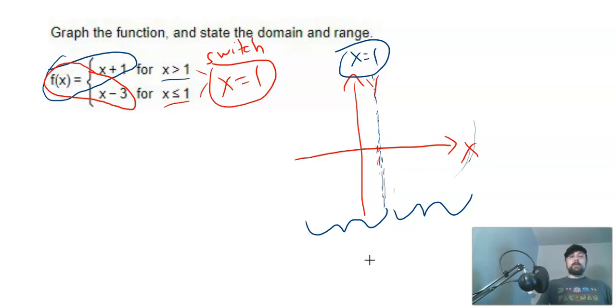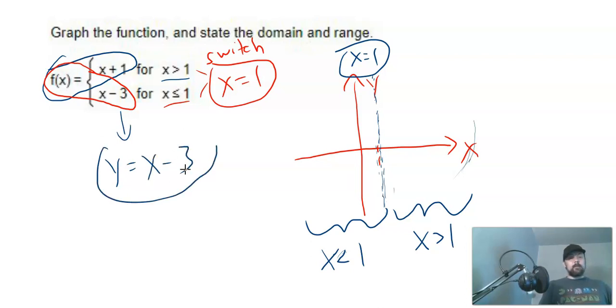Now, what is this region to the left of this vertical line? What's a good way to describe it? If this is where x is equal to 1, then to the left is where x is less than 1. That's the way you would describe that region. And to the right is where x is greater than 1. So what do I want to graph over here where x is less than 1? I want to graph the red equation. I want to graph y equals, again, f of x, it's just y. I want to graph y equals x minus 3 over here.